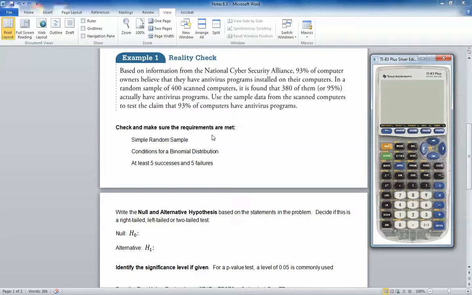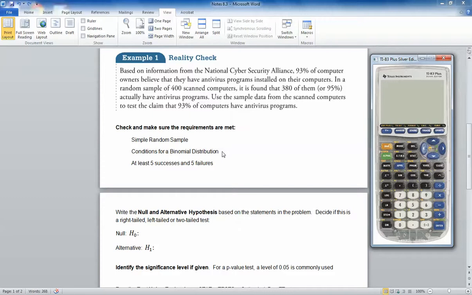So to make sure our requirements are met, first, does this come from a simple random sample? It states in the problem that it is a random sample. Are the conditions met for a binomial distribution? The answer to that is yes. We had 4 items that we had to check.